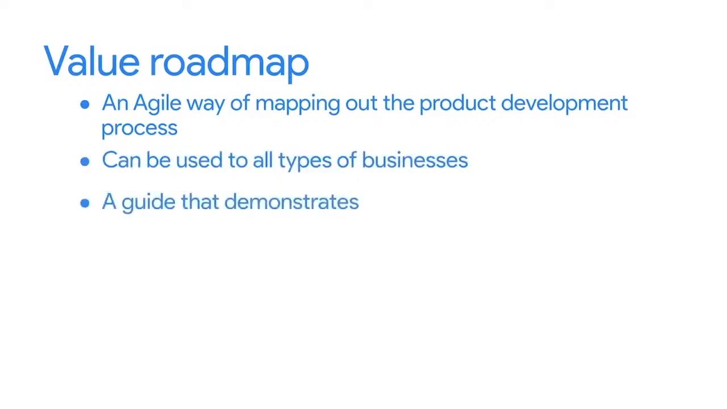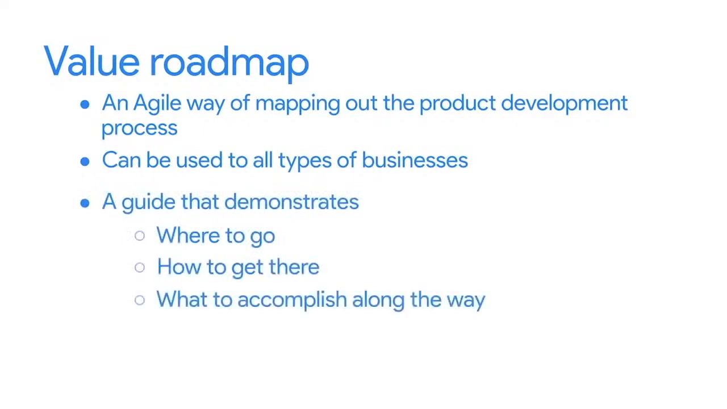As a project manager, part of your job is to help teams stay focused on delivering value. A great way to do this is to build a value roadmap. It's an agile way of mapping out the timelines and requirements for the product development process and can be used in all types of businesses. This roadmap is a guide that demonstrates where to go, how to get there, and what to accomplish along the way in order to maximize value. It helps map out a product idea and the strategy for how to deliver it.